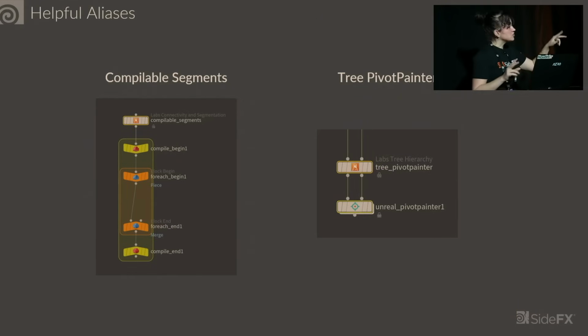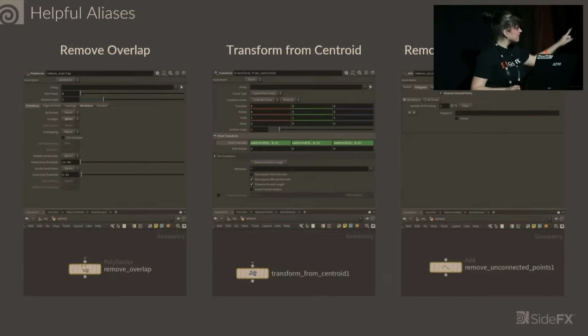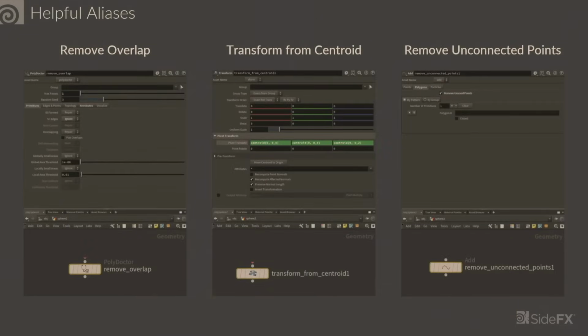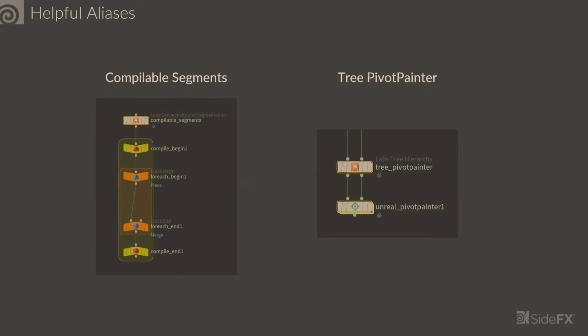Another thing we've done with our aliases, even on these examples themselves, is that when the node is dropped down, it is given the name of the alias. So if you go back into your HIP file and say, where did I get this network from? It's been 6 months since I've looked at this file, I have no idea what I was doing here. There's a little hint: it says compilable segments on the top node. That's the name we've given, so you can go back and remind yourself what was going on there.